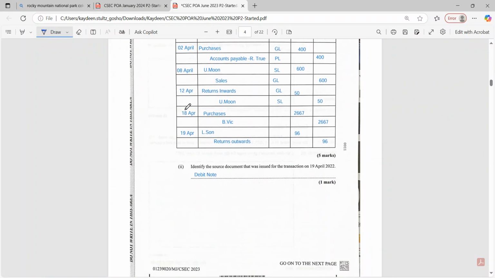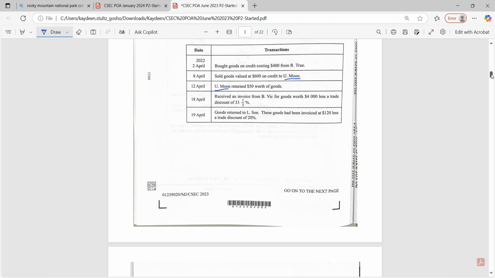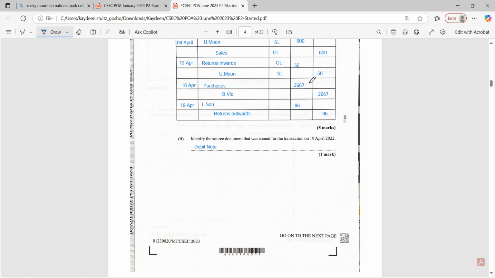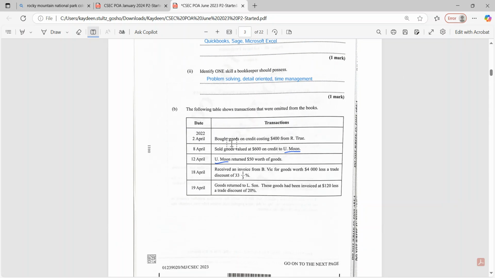2,667. So you go in your general journal on the 18th of April. You will show that you're going to debit purchases to show that you bought goods, right? And it's going to be 2,667. It is our general ledger, and BVIC is a payable. So we find him in our purchases ledger, and it's the same $2,667.